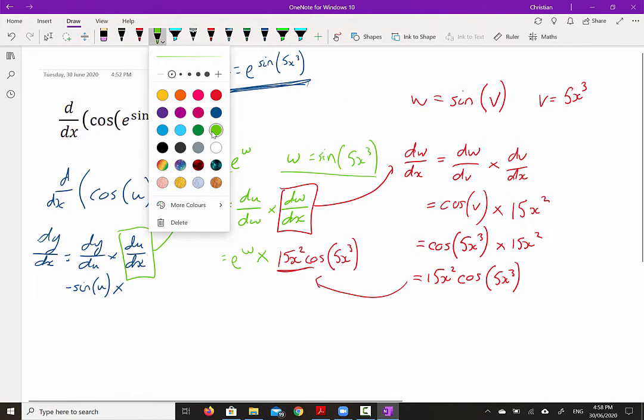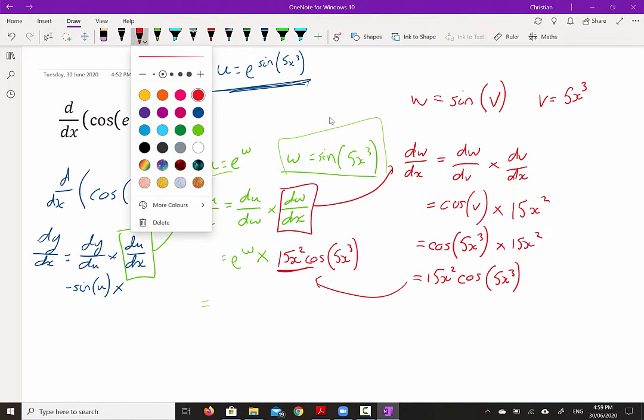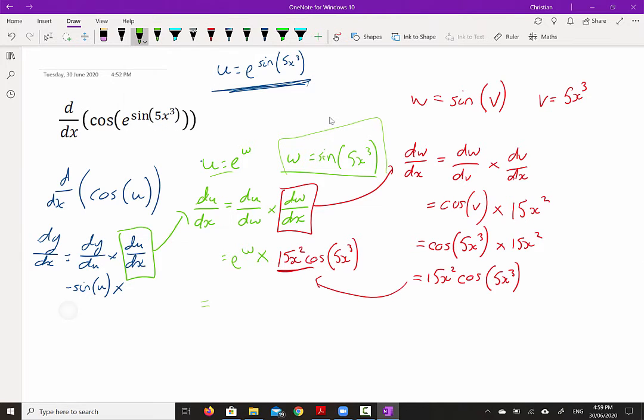Now the second level, I'm going to do the exact same thing. I'm just going to tidy it up a little bit more. So I'm first going to write this out again as e^w, except we know that w is sine 5x cubed. So I'm going to write e^w, so e^(sine 5x cubed) multiplied by 15x squared cos 5x cubed. And before I go ahead and sub it back into this piece so we can finish off this problem, I'm going to tidy it up yet again.